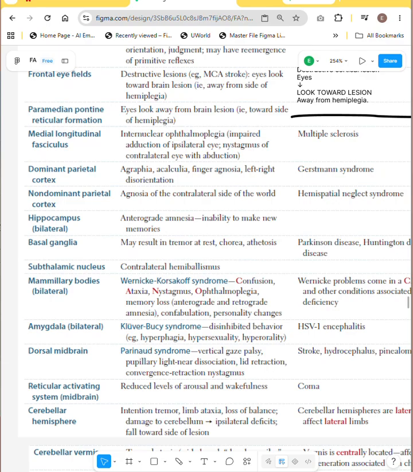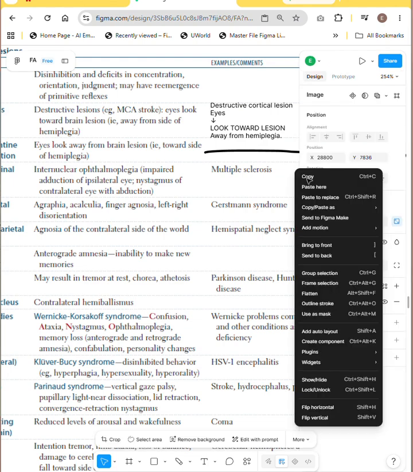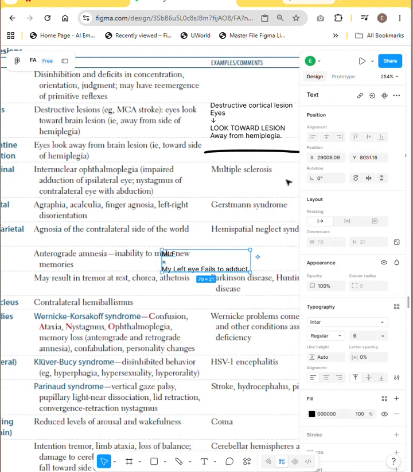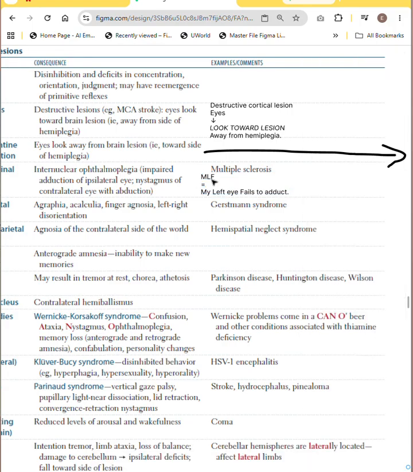So for MLF, you can remember: my left eye fails to adapt. That's how you can remember the disease. So my left eye fails to adapt. That's how you can remember MLF, right?